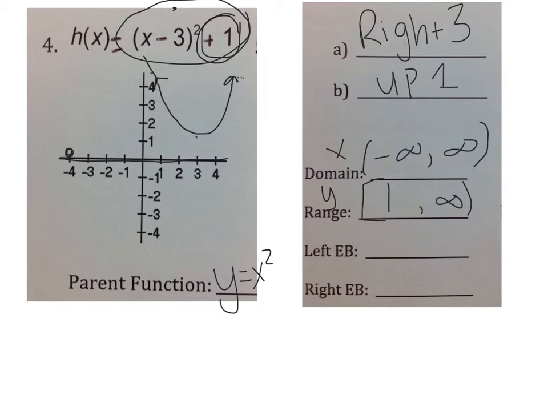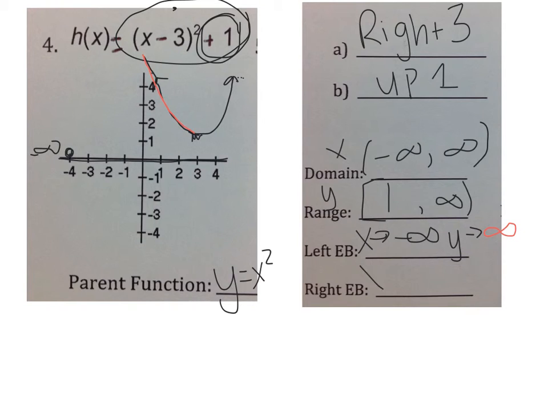My left end behavior, if I look on the left side of my graph, my x is always heading towards -infinity. And I've got to figure out where y is heading towards. So if I start on my graph right in the middle, and I start to move left, I can see that as I move left, I'm also moving up, which means as x goes to -infinity, y goes to infinity.